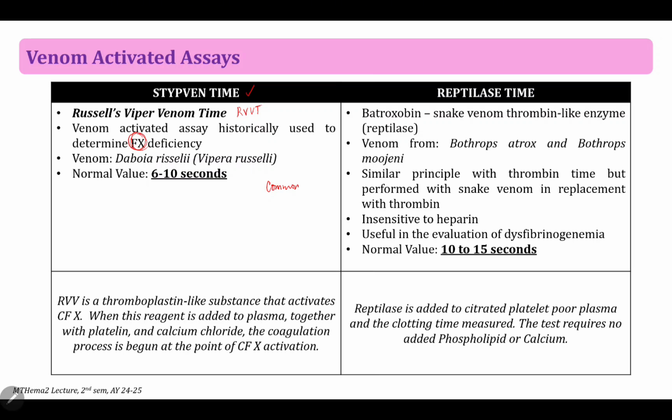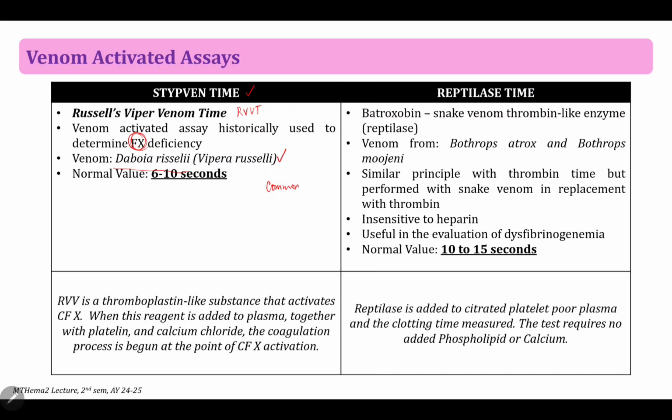Okay? Now, the venom that is used as a reagent in Stypven time is your Daboia russelii, or from your specific species of snake, which is Vipera russelii. I think, para siyang pit viper na snake. Hindi ko lang sure anong tawag sa snake na yun.